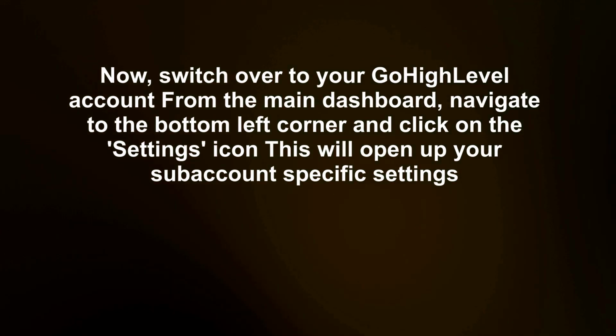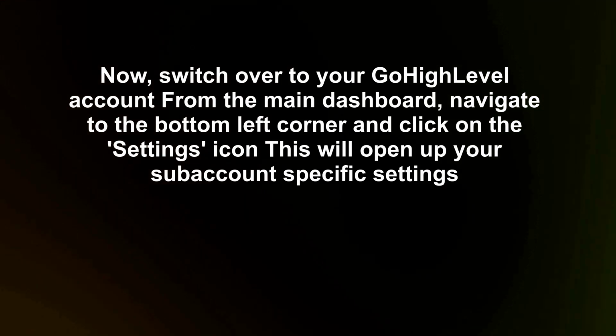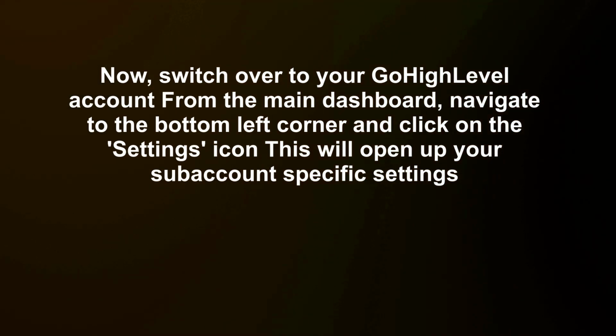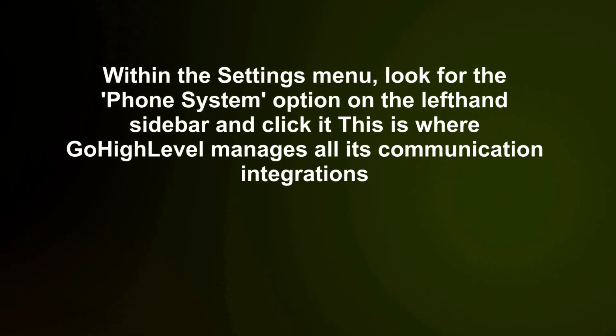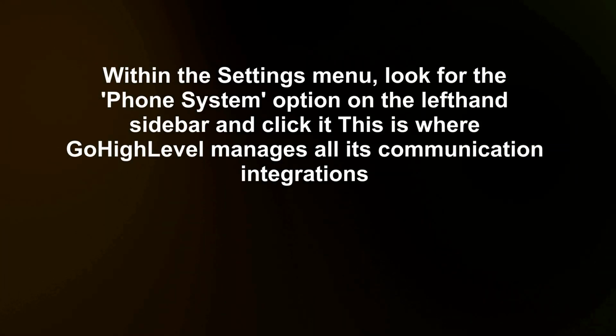Now, switch over to your GoHighLevel account from the main dashboard. Navigate to the bottom left corner and click on the settings icon. This will open up your sub-account specific settings. Within the settings menu, look for the phone system option on the left-hand sidebar and click it. This is where GoHighLevel manages all its communication integrations.